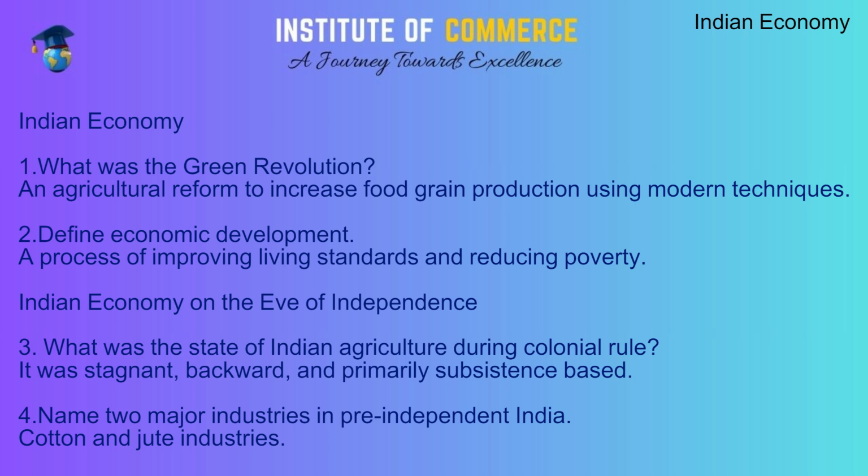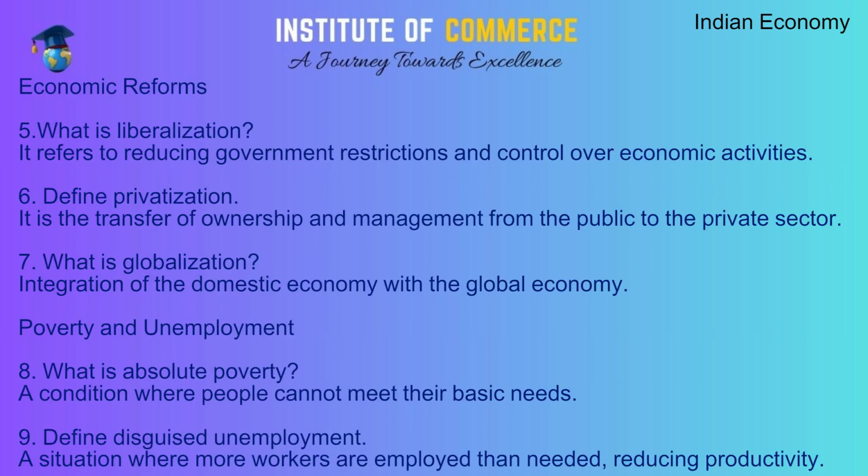3. What was the state of Indian agriculture during colonial rule? It was stagnant, backward, and primarily subsistence-based. 4. Name 2 major industries in pre-independent India. Cotton and jute industries. Economic reforms.